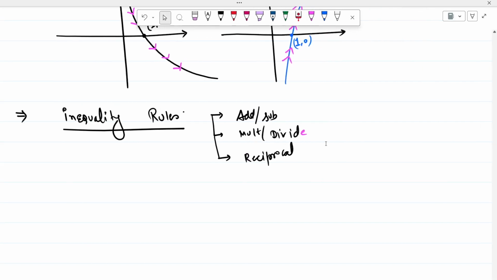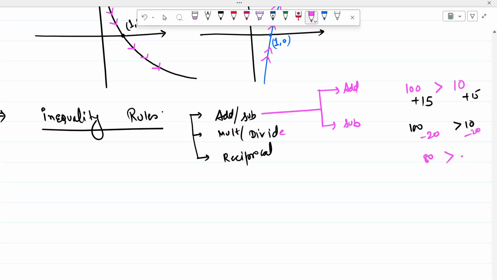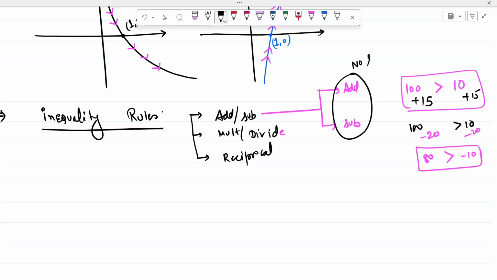So let me cover all these things. For addition or subtraction, the concept is the same because addition and subtraction are the same thing. The condition is no inequality change. For example, 100 is greater than 10. If you add any number, for example 15, to both sides, no inequality will change. If you subtract 20 from both sides, 80 is still greater than minus 10. So during addition and subtraction, there is no sign change.